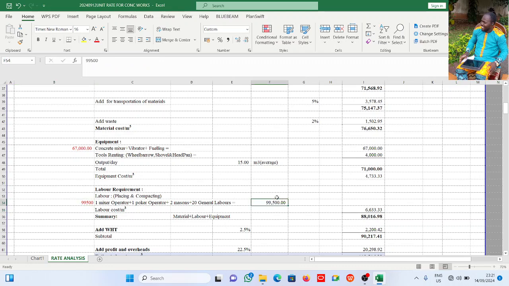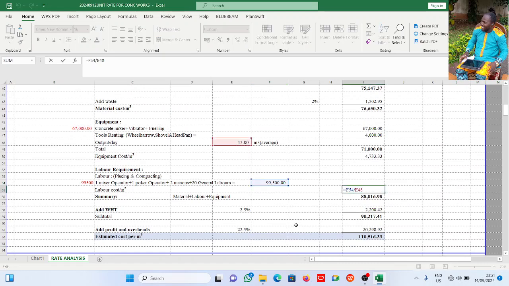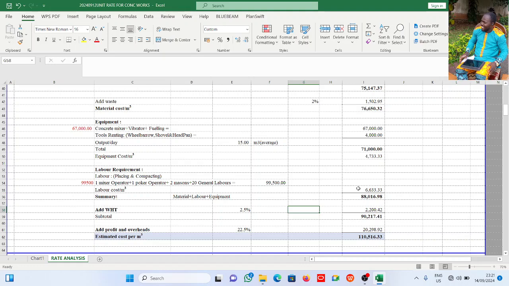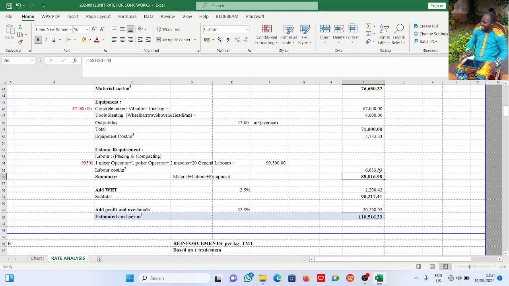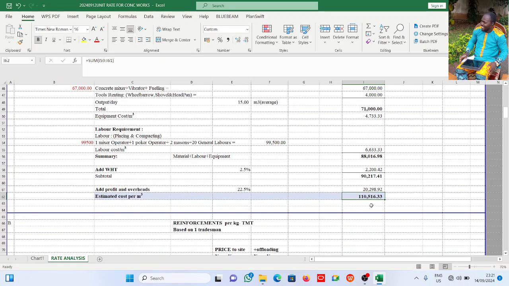So per cubic meter, the labor component is 6,633 naira 33 kobo. If I sum all the material, labor, and equipment, that gives us 88,016 naira 98 kobo. Then I add withholding tax of 2.5%, and I add profit and overhead of 22.5%. All right, so this is basically what we have.